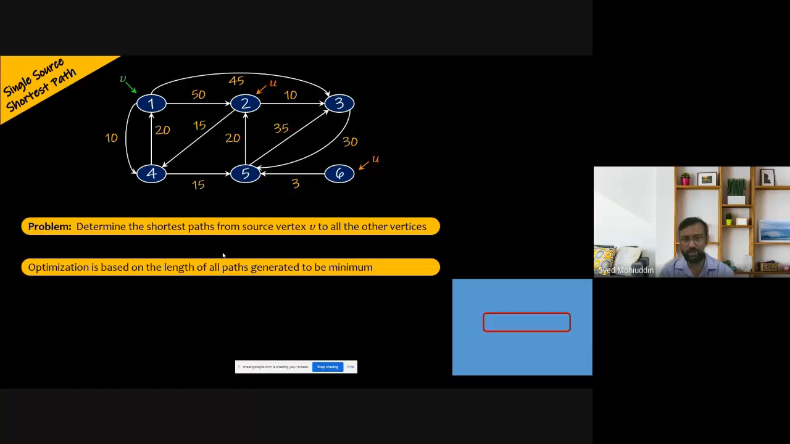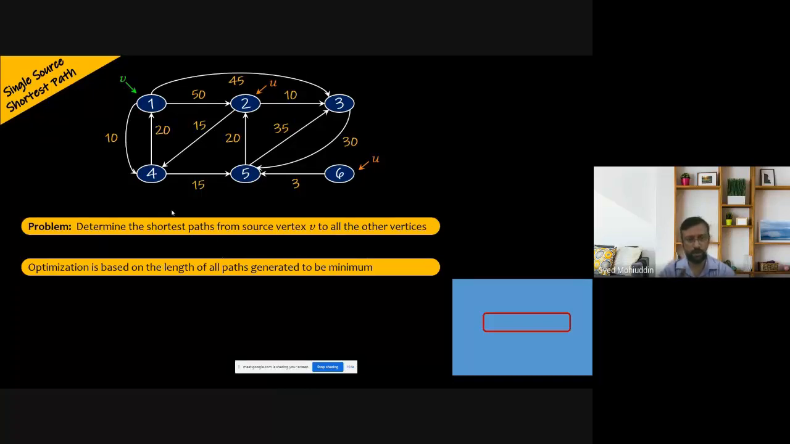That is, the length of the path, whatever we generate, has to be minimum. It's not a maximization problem. It is a minimization problem. So the optimization criteria here is minimum. It's based on the cost we get as minimum.